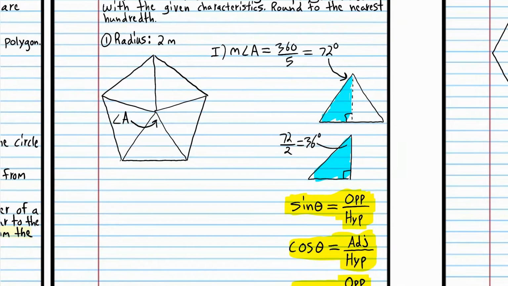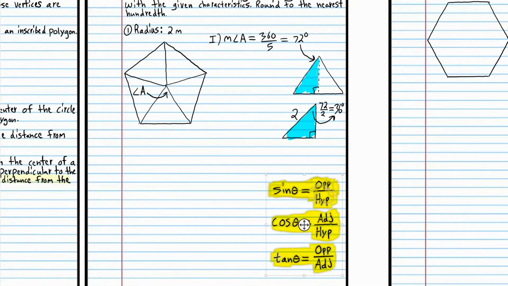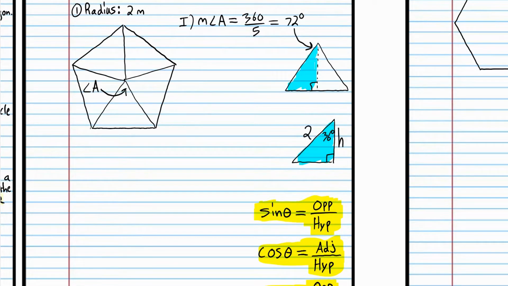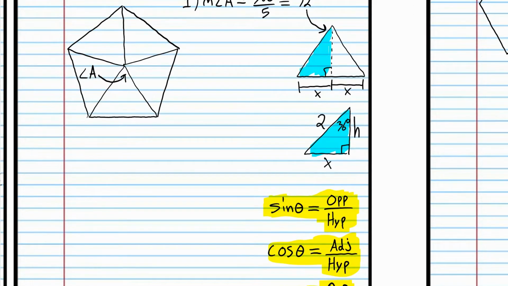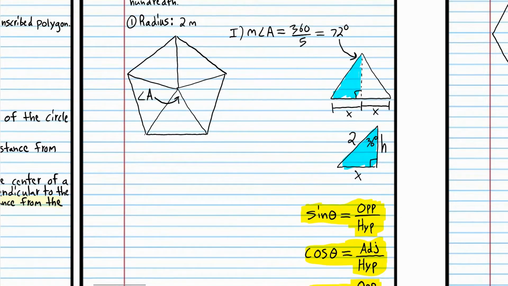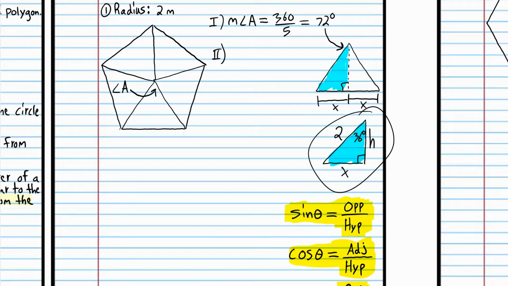Now we know the radius is 2 meters, so we're going to put 2 right there. And we're looking for the base and the height again. So this is going to be the height. And we call this length x as usual. And this length would also be x because, again, they're both congruent right triangles. So that's x. And then we're going to find the height of the triangle. You should be aware that you can find the area of this triangle and then multiply it by 10, or you can find the area of this triangle and multiply it by 5. We're going to find the area of this triangle.